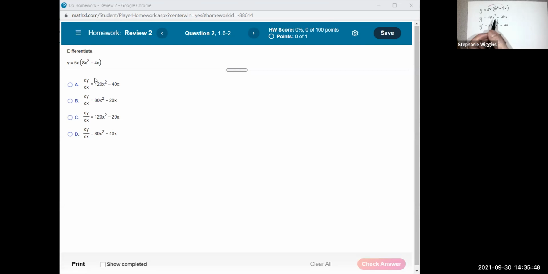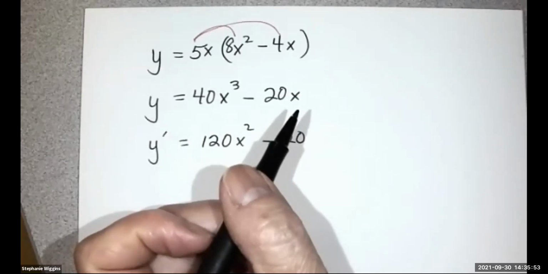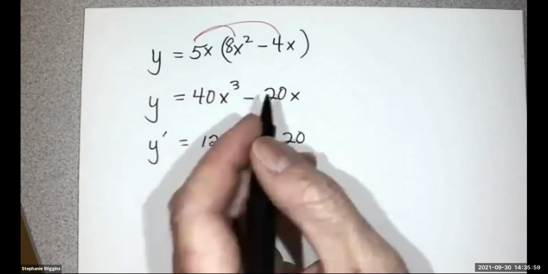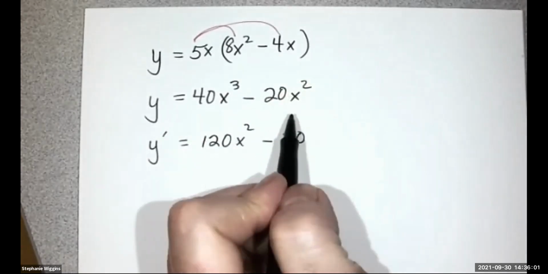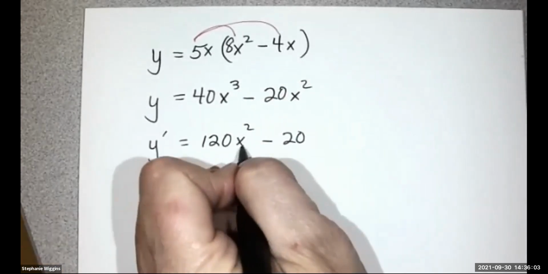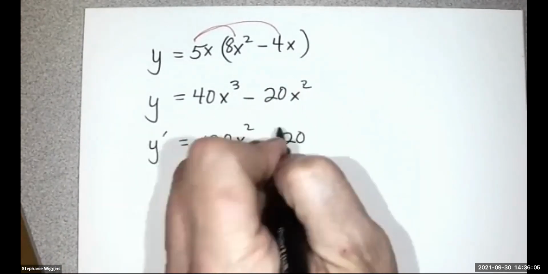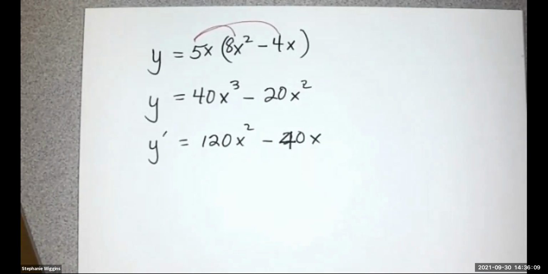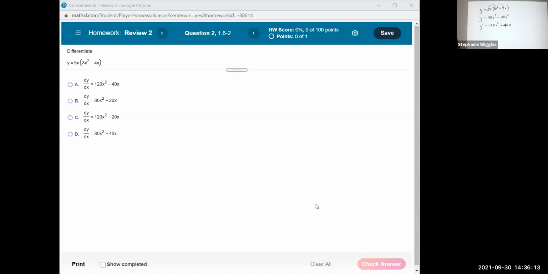Oh, I forgot to multiply by x squared here. Let's go back to that. So 5x gives me the 40x cubed, and here 5x times 4x, I forgot my square there. So when you differentiate, that's going to be 120x squared, and then you're going to take 2 times 20, that's 40x. Okay, that's better. So 120x squared minus 40x is right here.